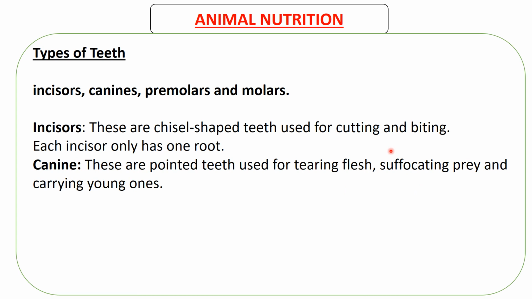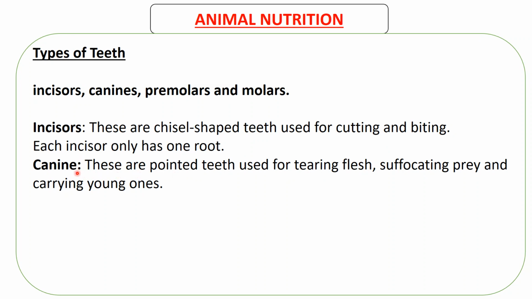Canines are pointed teeth used for tearing flesh, suffocating prey, and carrying young ones. Okay, so some animals use teeth to carry young ones. Also, an animal like a lion can use its canine to suffocate maybe an impala. So that is what it means by suffocating prey here, and of course tearing flesh. So that's what canines are used for.